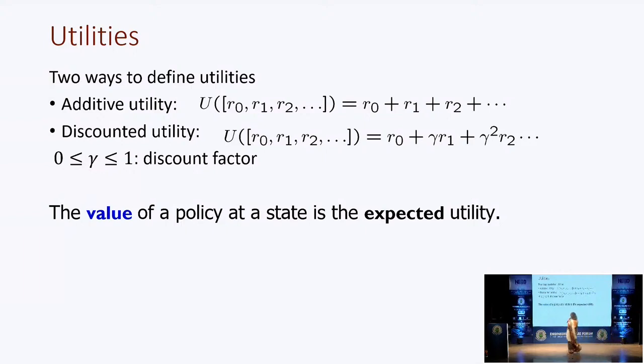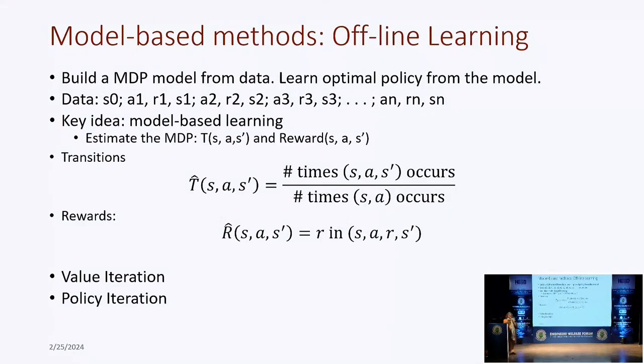And the value of a policy at a state is the expected utility. Why expected? Because the system is stochastic. You don't get exactly the same output when you give the same input, but it behaves in a stochastic manner. So you want to maximize the expected utility.